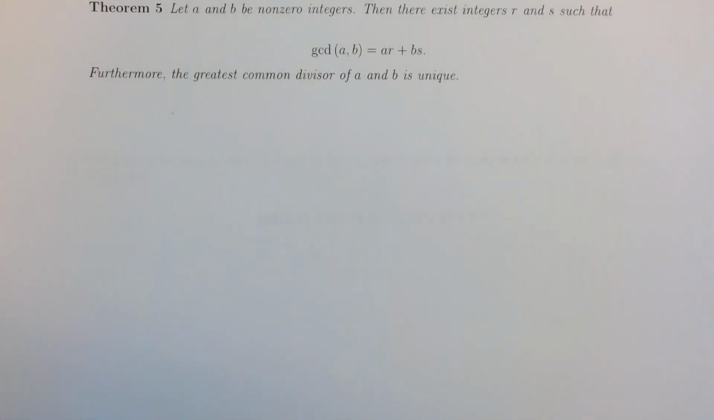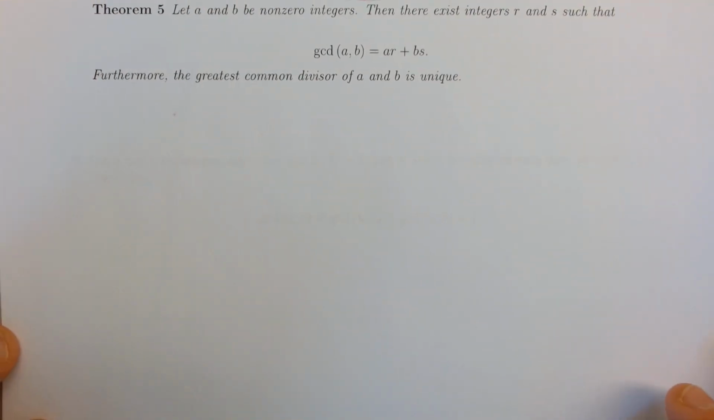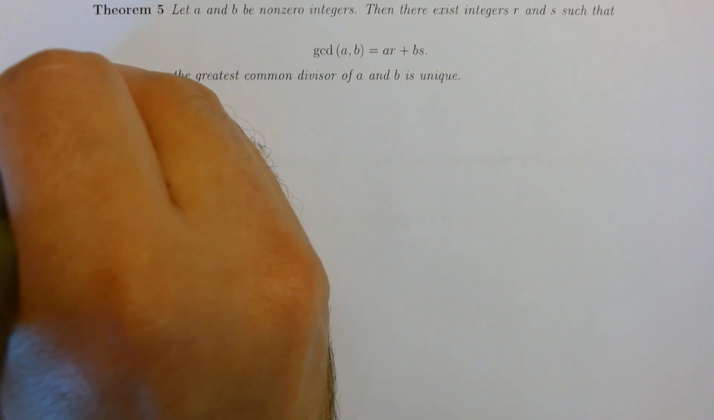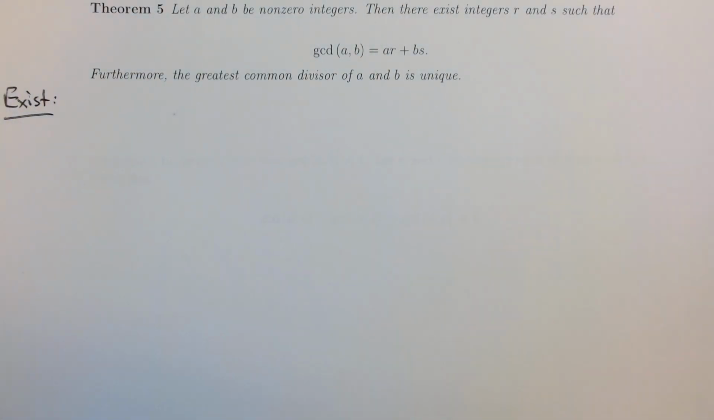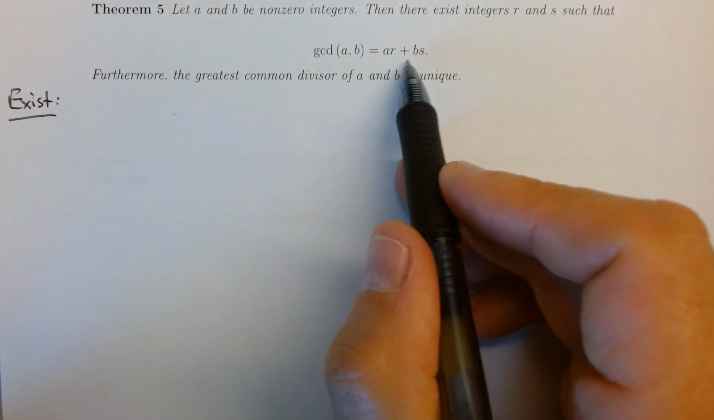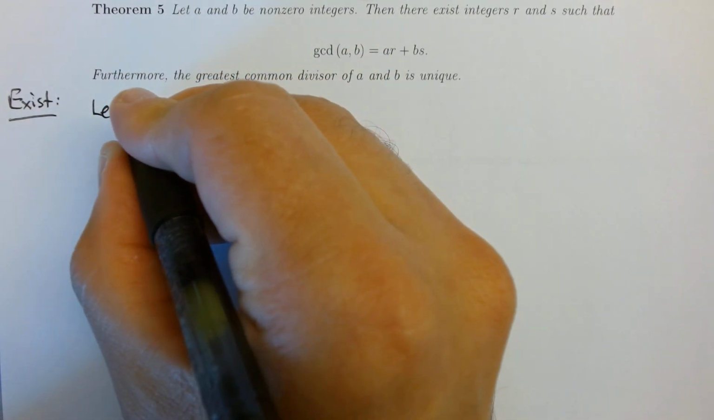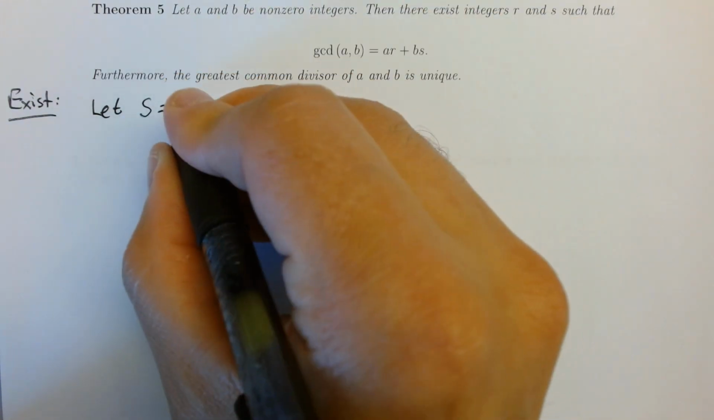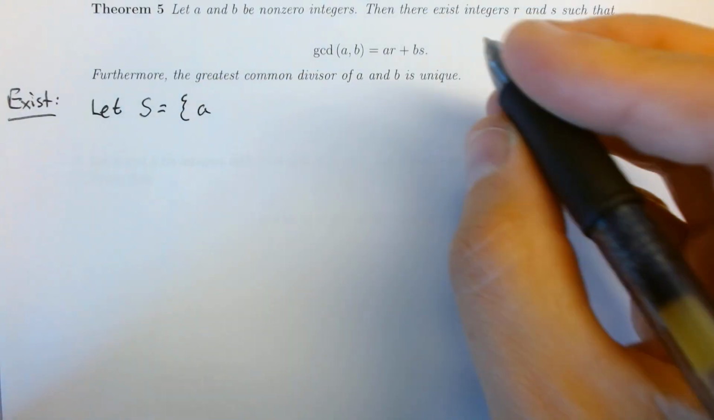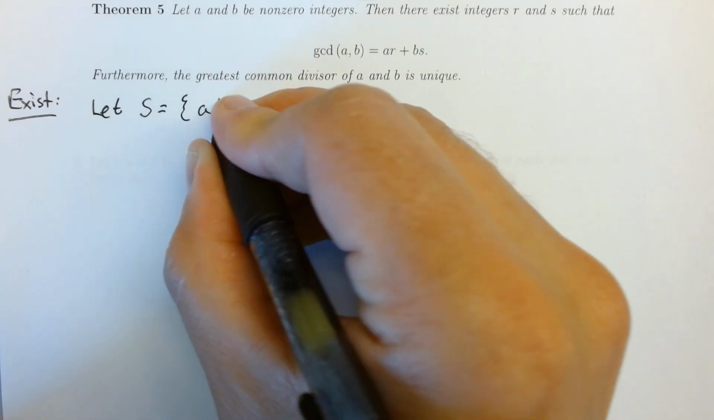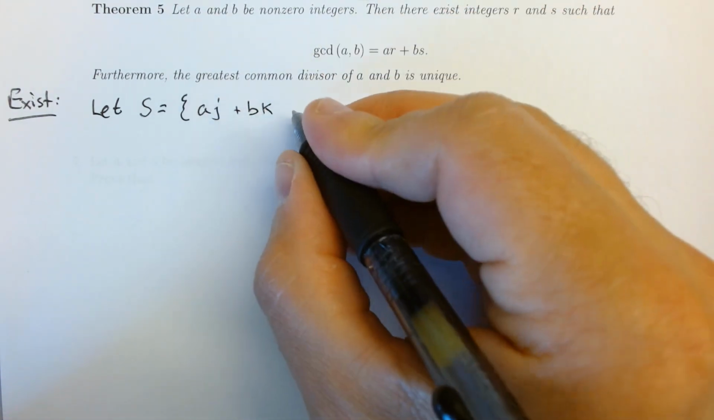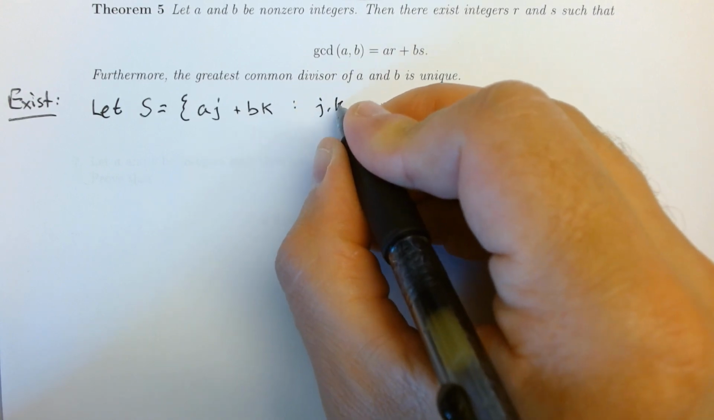And the GCD is unique. So once again, an existence and uniqueness theorem here, so we need to prove both. So we'll start again with existence. And the proof follows the last theorem pretty closely. We'll again come up with a set, this time a set of all possibilities here. So we'll let S be all the linear combinations of a and b. So a times, say, j plus b times k, where j and k can be any integer.